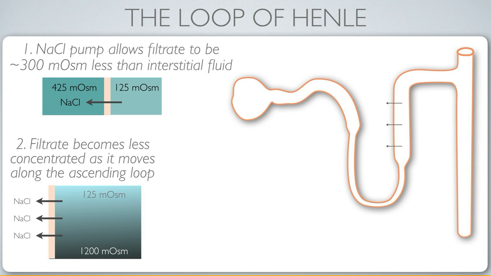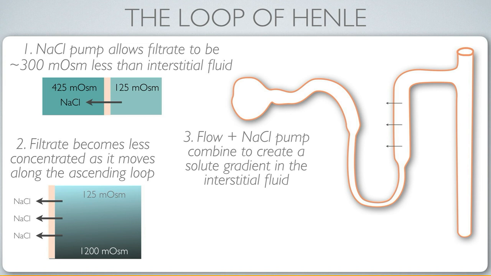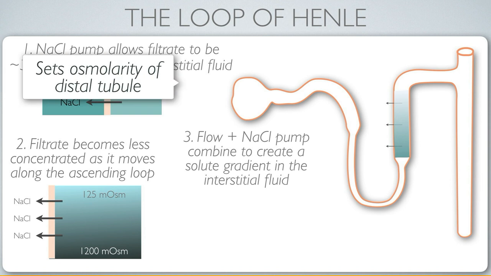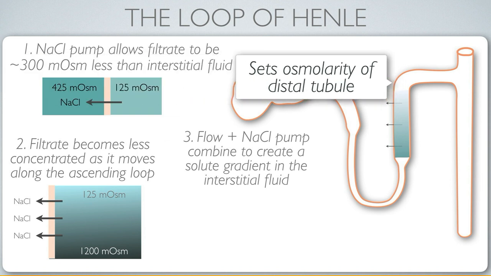Now, this movement and the reduction of osmolarity, and then the pump, which maintains a constant difference, that's what step 1 shows us, a constant difference in osmolarity, and that facilitates a gradient. So it's both the flow and the NaCl pump combining to create a solute gradient in the interstitial fluid. So that's what it looks like inside of the tubule. It's setting the osmolarity for the distal tubule. That's one of the important features.